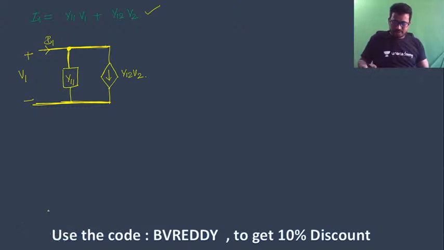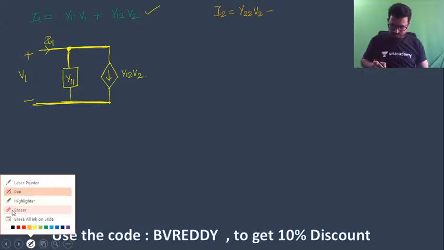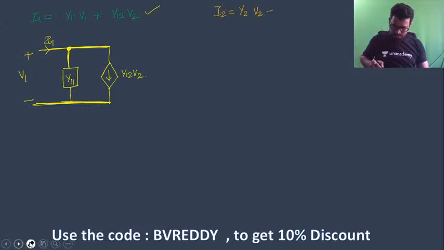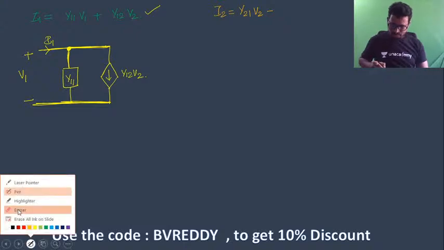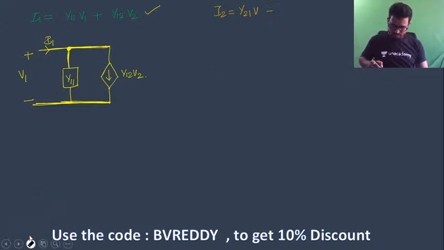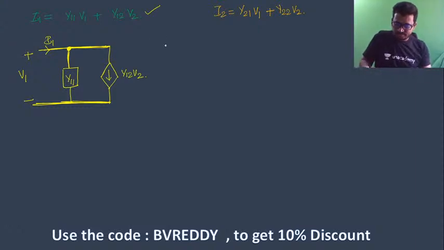Next, the second equation. I2 is equal to Y21 V1 plus Y22 V2. Try to develop the equivalent circuit for the second port. This is also KCL only. The second port is also KCL.